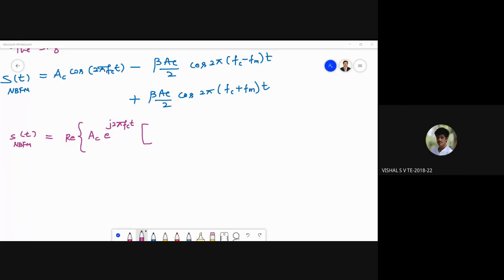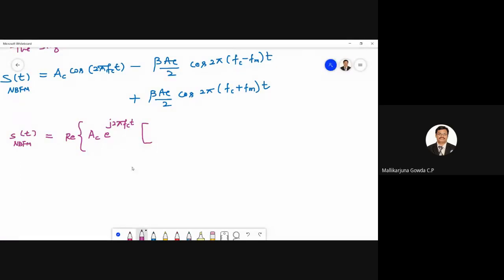Vishal. Yes, sir. I'm asking you to tell me the expression, in a similar fashion to what I have written for AM. It is the real part of AC e power j 2 pi fct. So what is the first term? Suppose you write it in the bracket. Yes, is it not 1 minus beta by 2 into e power minus j 2 pi fmt plus beta by 2 into e power j 2 pi fmt?